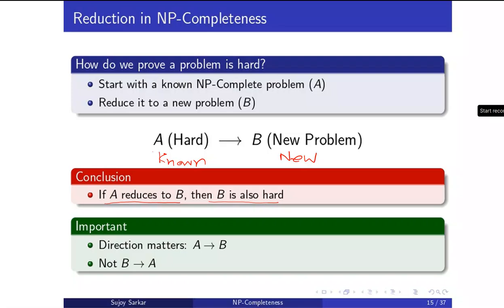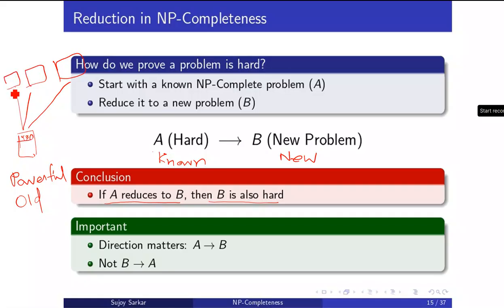So let us understand with an analogy. Think you have a remote in your home, and it's a powerful remote. It is an old or existing remote. Powerful means it can control multiple devices. Let's say it can control 4 devices. Call it A. Now you bought a new remote. Let's call it B. When can I say B is as powerful as A?